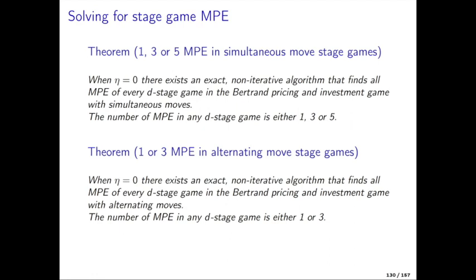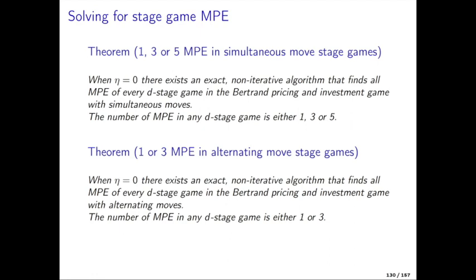One of the things that we find is there could be either 1, 3, or 5 Markov perfect equilibria in the simultaneous move stage games when eta is equal to 3. We show that there exists a non-iterative algorithm that finds all Markov perfect equilibria, and it's based on the solution of some polynomial equations. Okay, so that's one of the things.